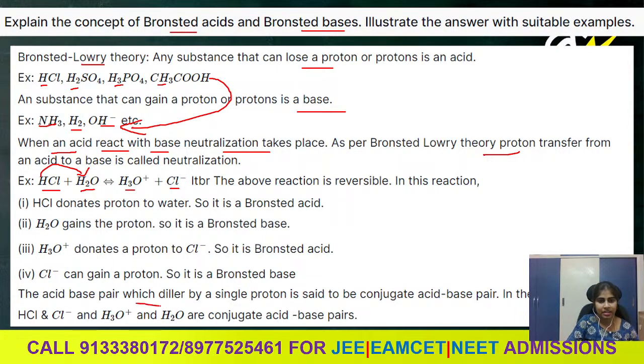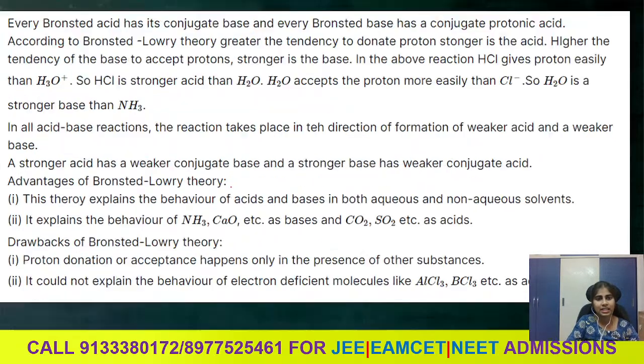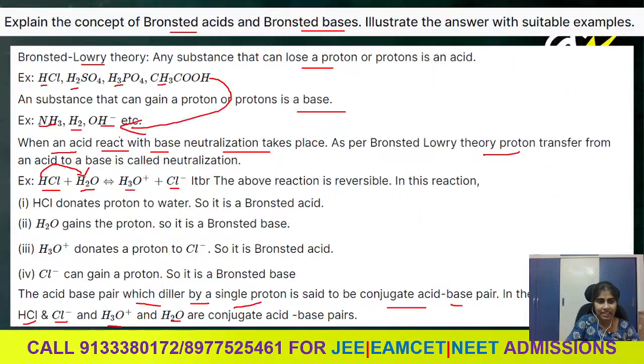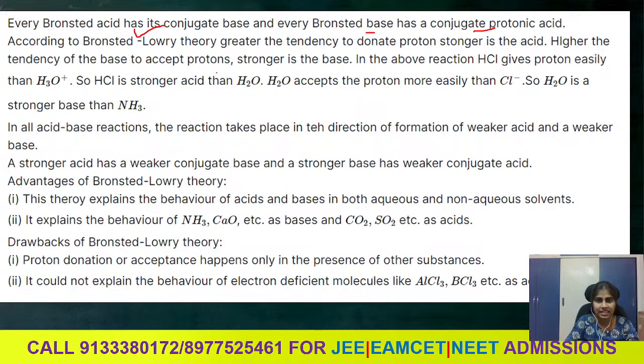and the acid base pair which differs by a single proton is said to be a conjugate acid base pair. So in the above reaction, HCl and Cl minus, H3O plus and H2O are known as conjugate acid base pairs because the proton transfer is taking place. And you can see every Bronsted acid has its conjugate base and every Bronsted base has its conjugate acid. You can see here H3O plus and H2O, HCl and Cl minus. These are conjugate acids and conjugate bases.